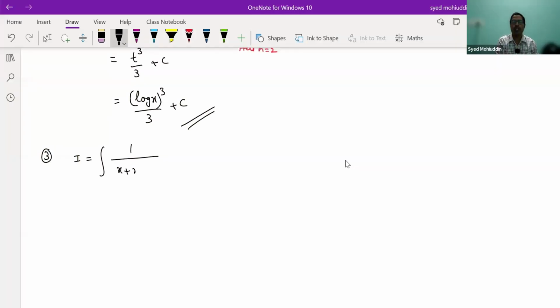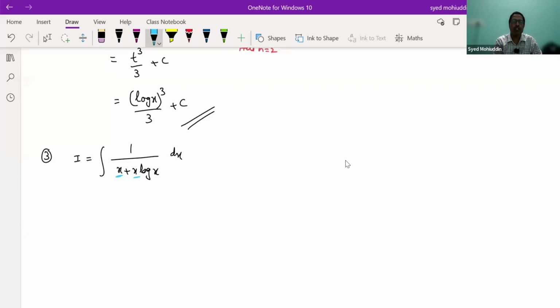Problem: integral of (x + x log x) dx. The question is that you're not having any product like f of x into f dash of x, or f of x by f dash of x. There is no such thing over here. The question is how to integrate this one. For that, you can just take the common factor out here.